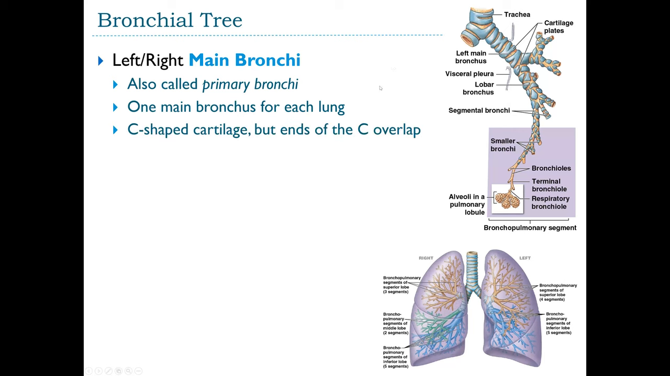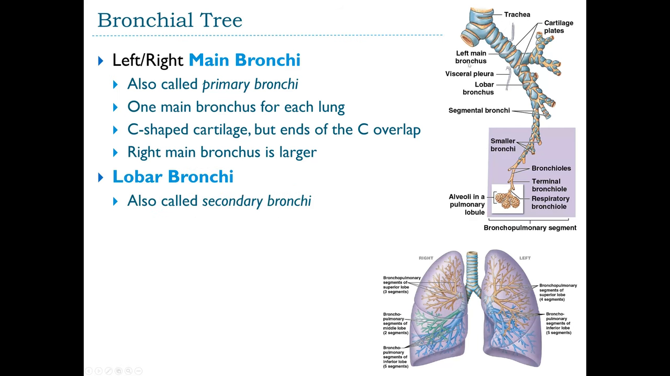The main bronchi also have a C-shaped cartilage that wraps around them, but the ends of the C overlap, so there is not that open space between the two ends of the C. Also, the right main bronchus is larger than the left main bronchus, and that is because the right lung has three lobes, and so it's going to have more branching points. So the right main bronchus is larger, and so as a consequence, when people do choke or breathe in objects into the respiratory system, it is usually likely for that object to get stuck in the right main bronchus.